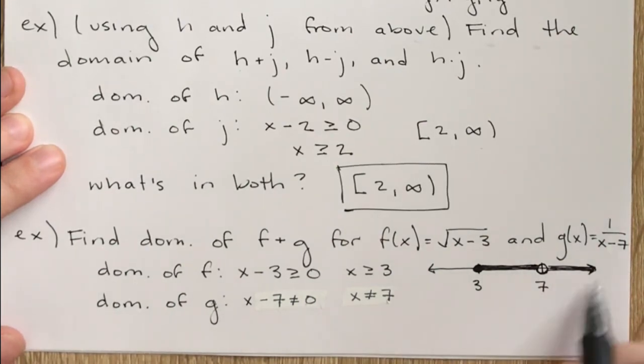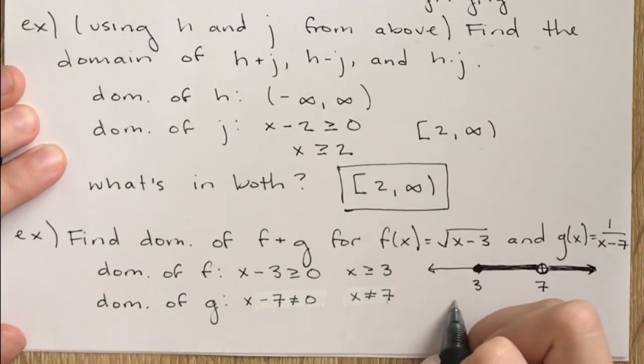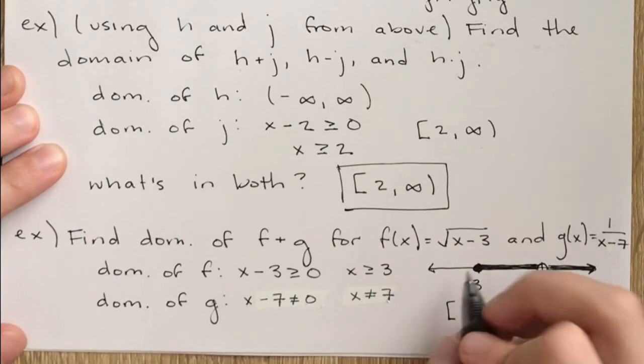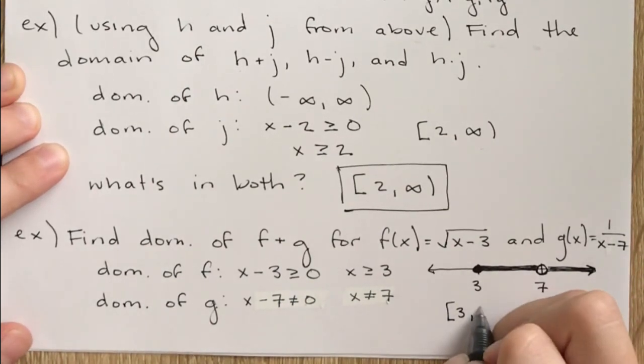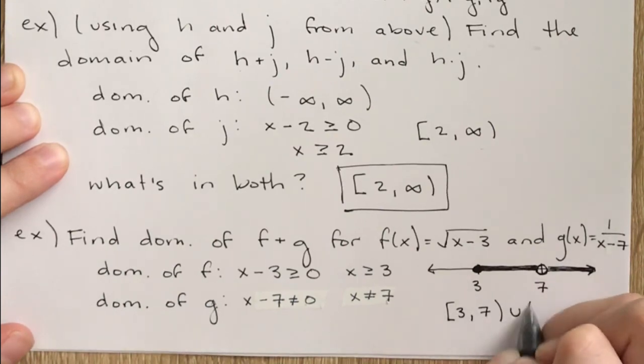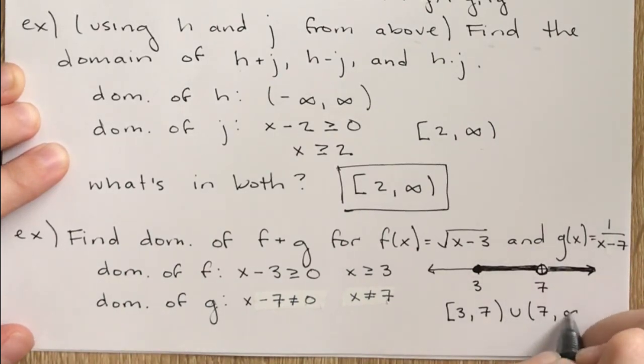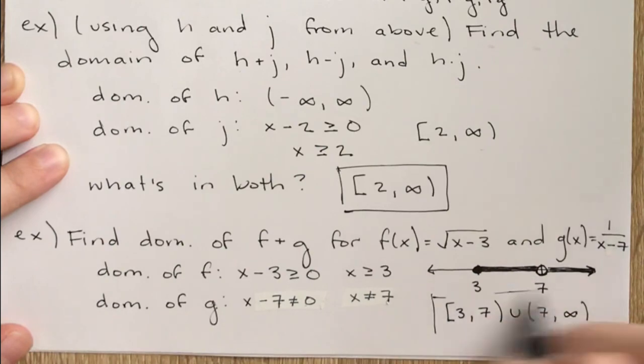The shaded numbers are the numbers that are included in our domain. How can we write this in interval notation? Well, we've got a bracket, because we're a closed point, at 3, all the way to 7, but not including 7, and then again from 7 to positive infinity. This is my domain.